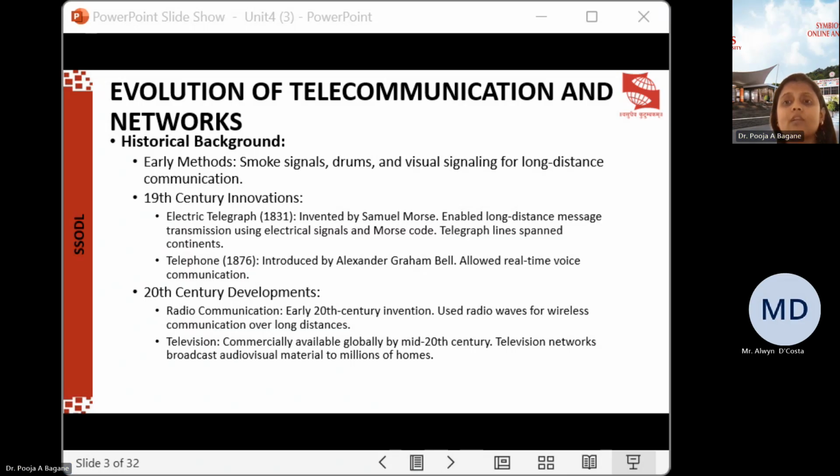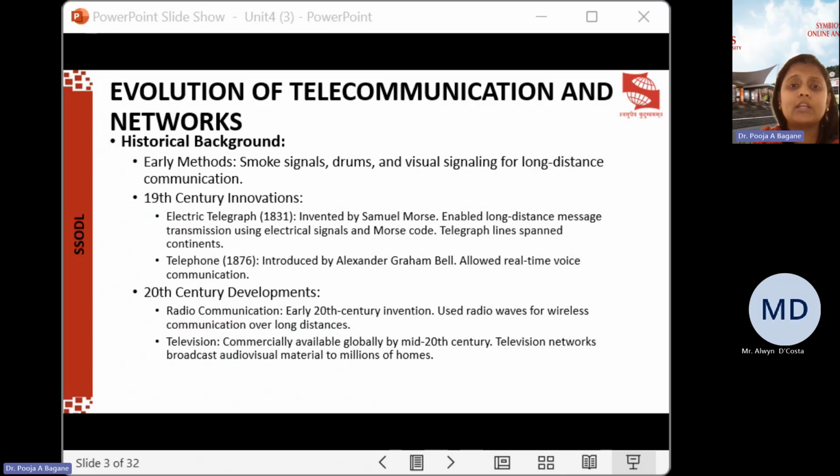Then after that, in the 20th century, there is electrical telegraphy, the first practical telegraph system, developed by Samuel Morse, which enables long-distance message transmission using electrical signals and Morse code. These telegraph lines spanned the continents also. Then there is the telephone.